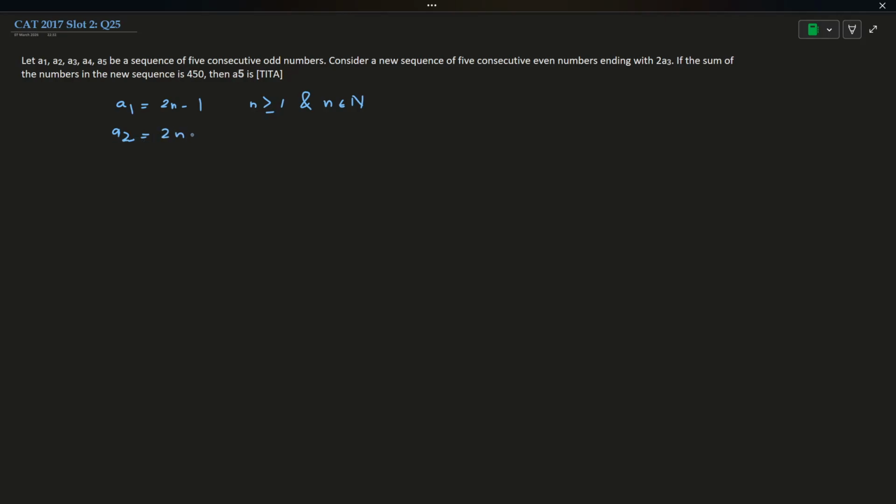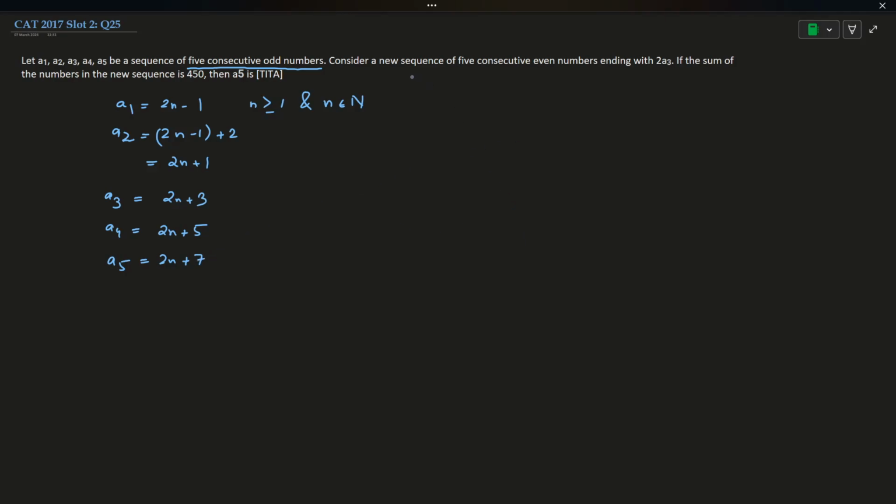A2 will be 2n minus 1 plus 2, which will give me 2n plus 1, because these are 5 consecutive odd numbers, guys. That is why you have to add 2 and not 1. If I add 1, I will get an even number. So A3 will be 2n plus 3. A4 will be 2n plus 5. A5 will be 2n plus 7.